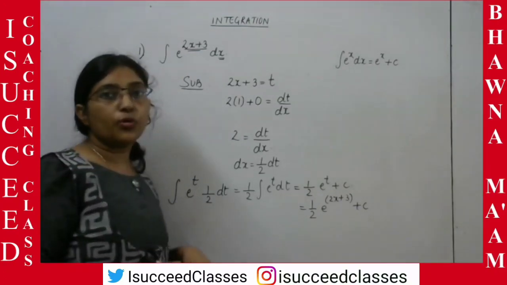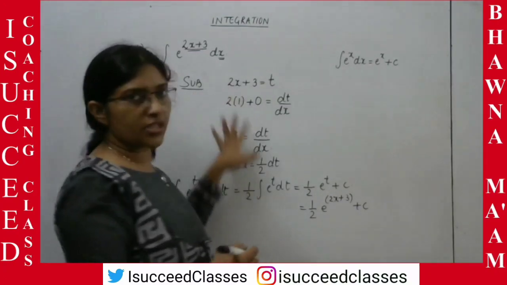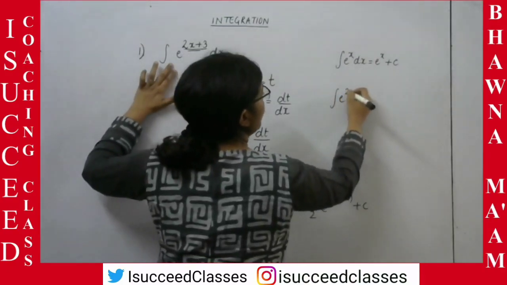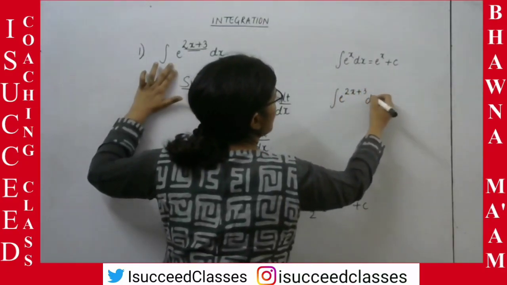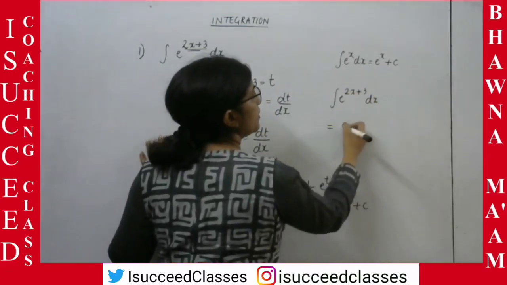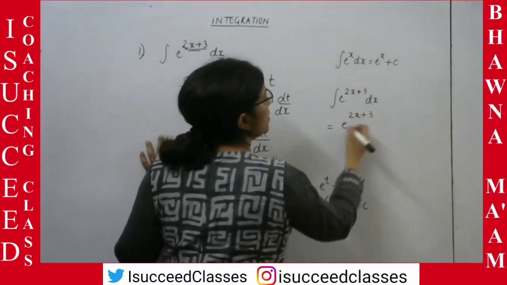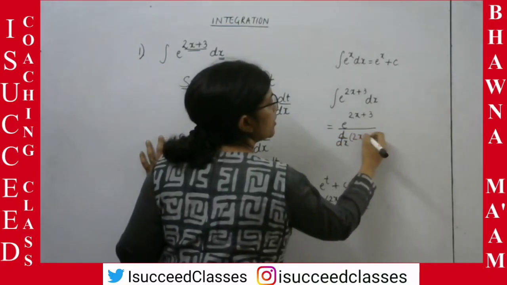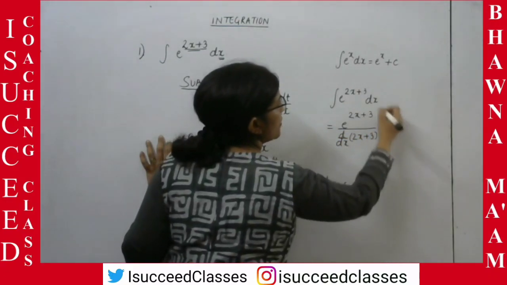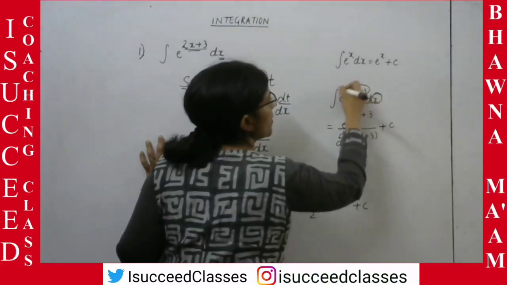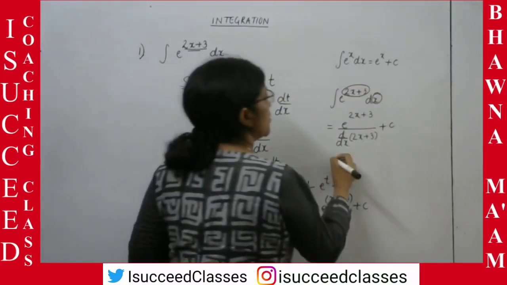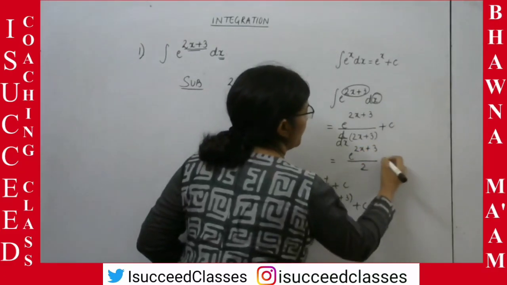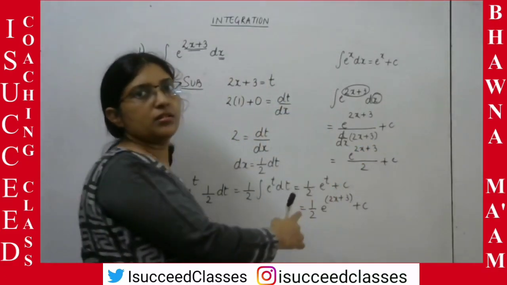Now if the same question was to be done directly instead of substitution, if we would apply direct integration, going with this formula, it would become e raised to 2x plus 3, but we have to differentiate 2x plus 3 in the denominator, because our variable here is x and this is 2x plus 3. So let's see what we get. That's the same as this.